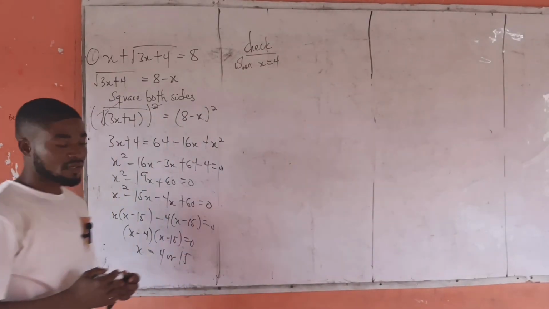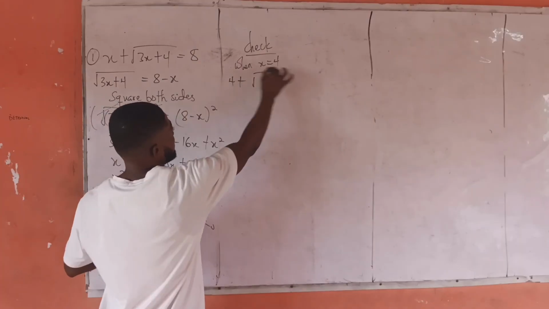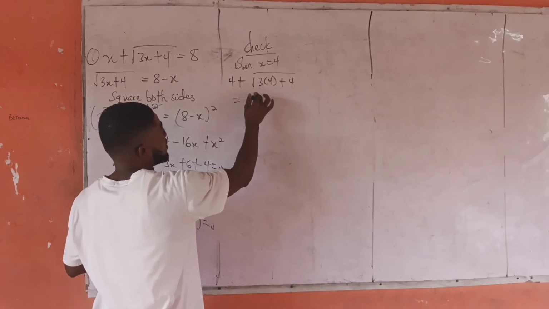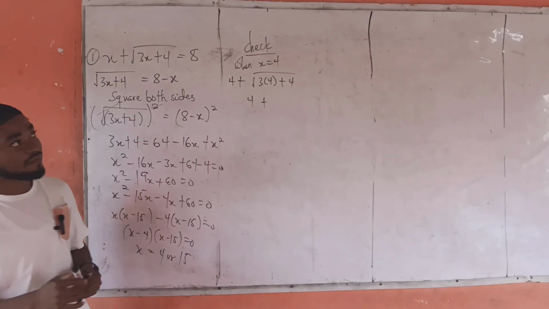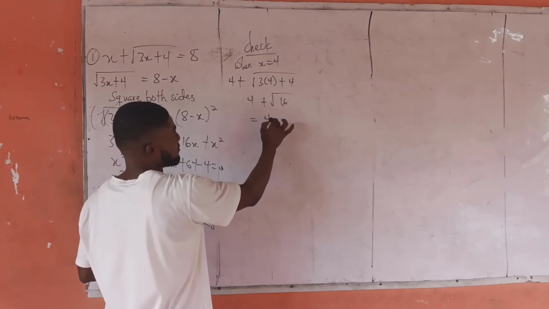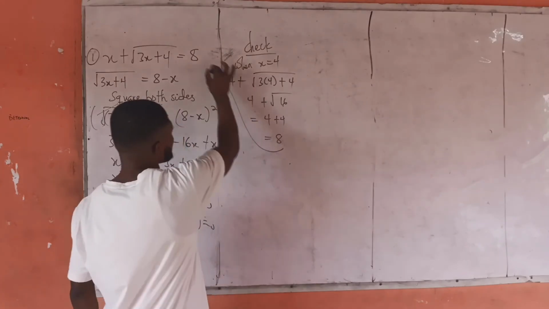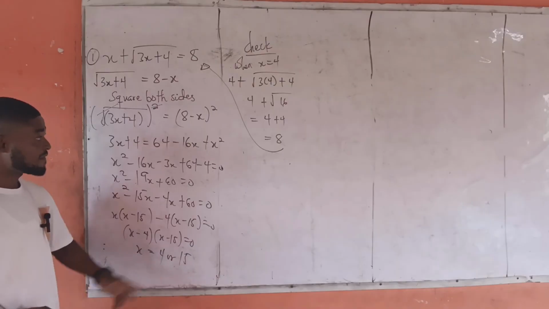And so when x is equal to 4, I do substitution. And then by doing substitution, I get 3 times 4, 12, 12 plus 4, 16. Now root of 16 should give me 4. And then 4 plus 4 is equal to 8. You can see this, that it is making sense. What about the 15?